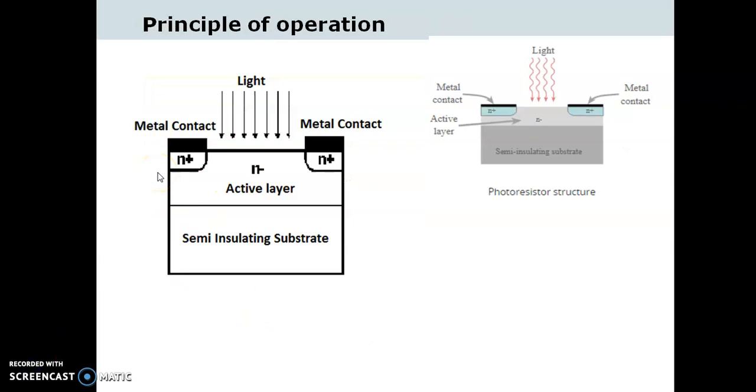Now we'll see the principle of operation. As shown in this figure, when the light is incident on the photosensitive material, then the incident photons collide with the atoms of the light sensitive semiconductor material and impart energy to them. Due to this energy, the valence electrons will cross the forbidden energy gap and enter into the conduction band. Due to the larger number of electrons entering the conduction band, the conductivity of the material increases and resistance decreases. Thus, the resistance of LDR decreases with the increase in the intensity of light.